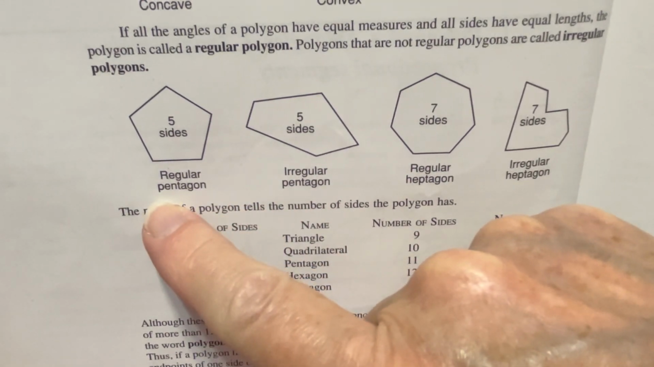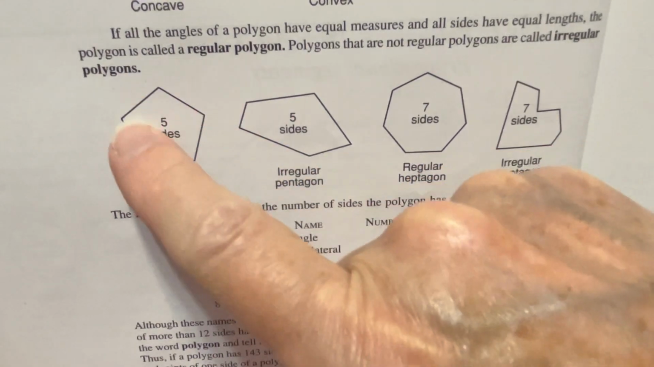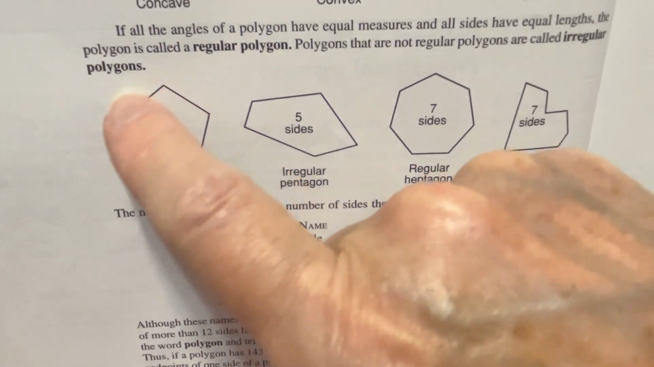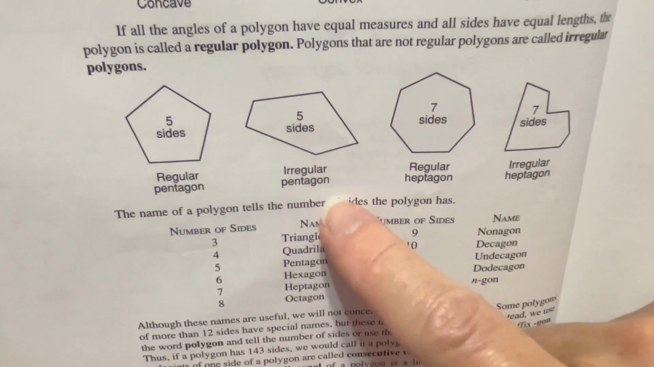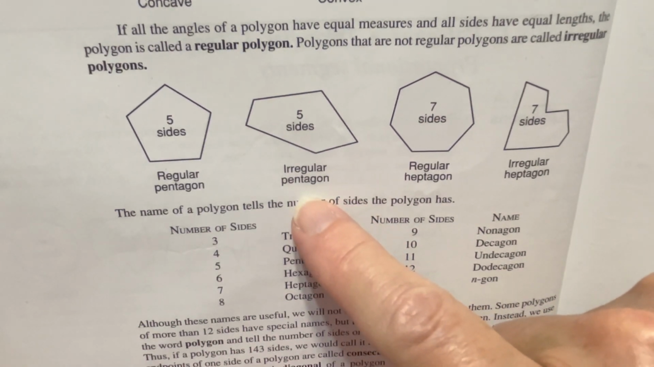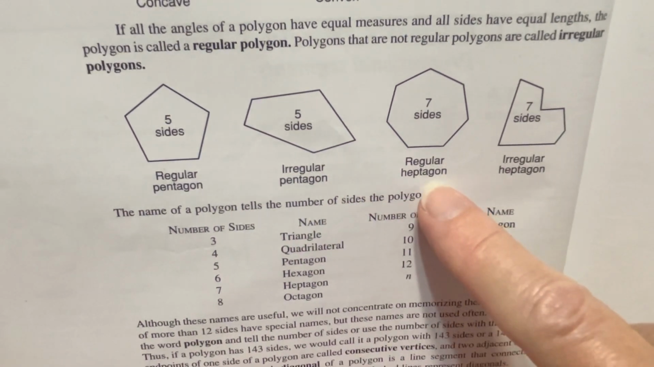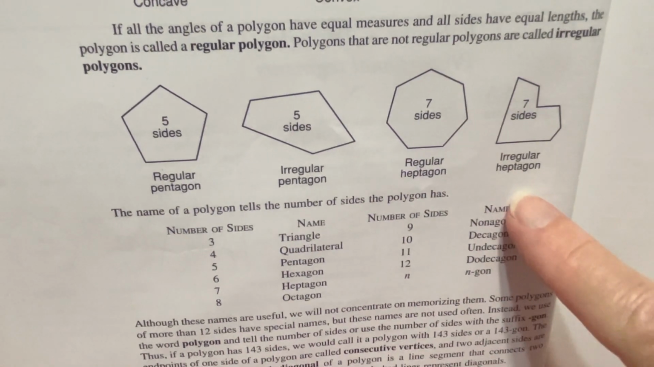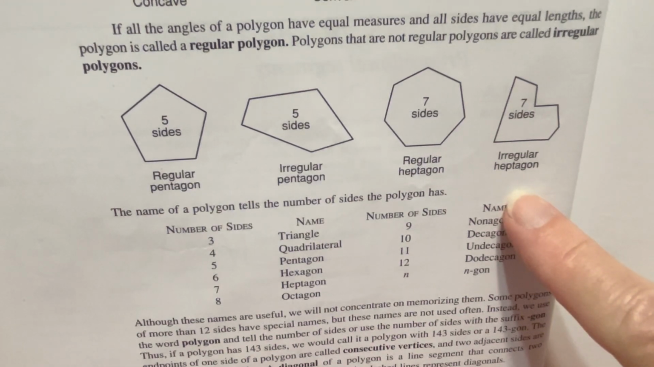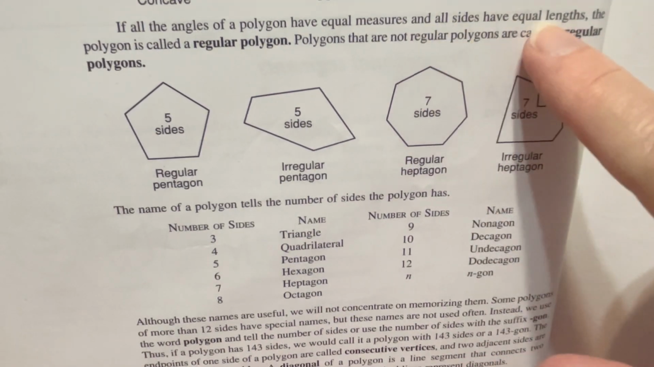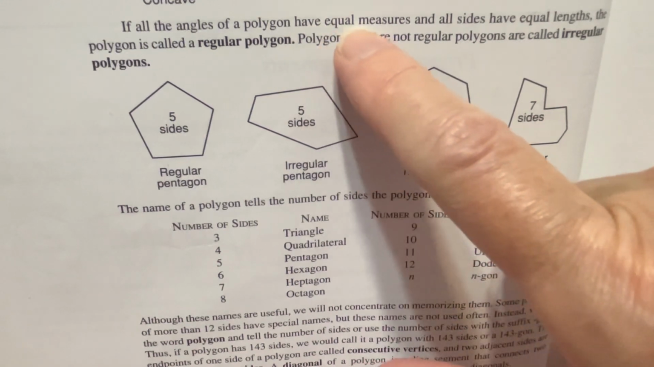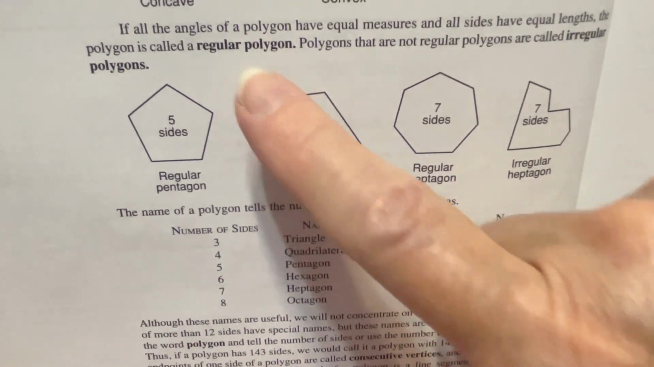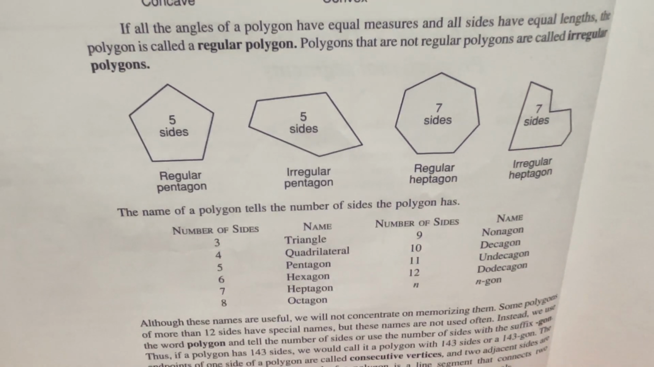This one is a regular pentagon, which means that all angles and all sides are equal to each other. So all the angles are the same, all the sides are the same. This is an irregular pentagon. This is a regular heptagon, 7 sides, and this is an irregular heptagon. So if all sides have the same length, and all angles have equal measures, that is a regular polygon. They're giving you a lot of definitions in this section.